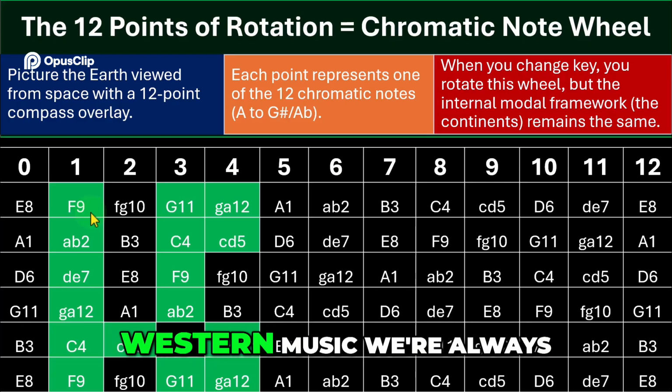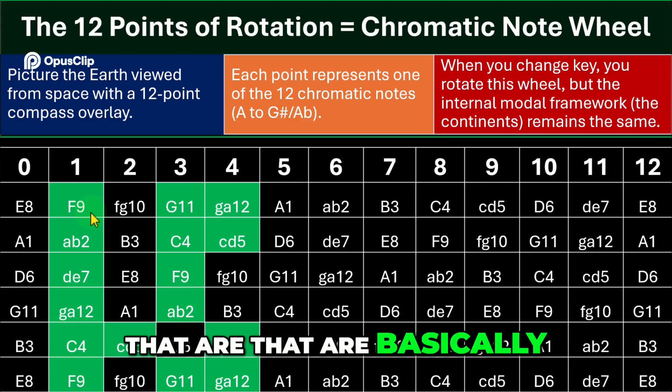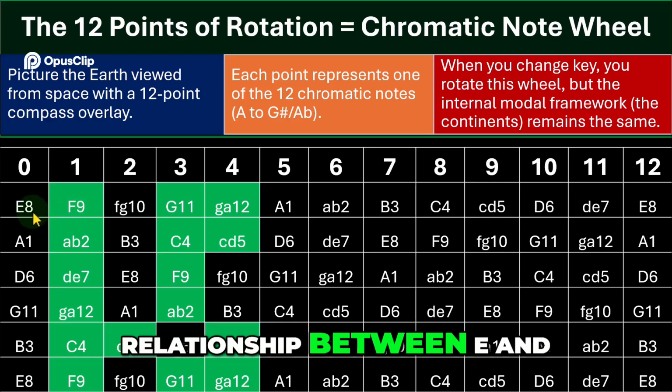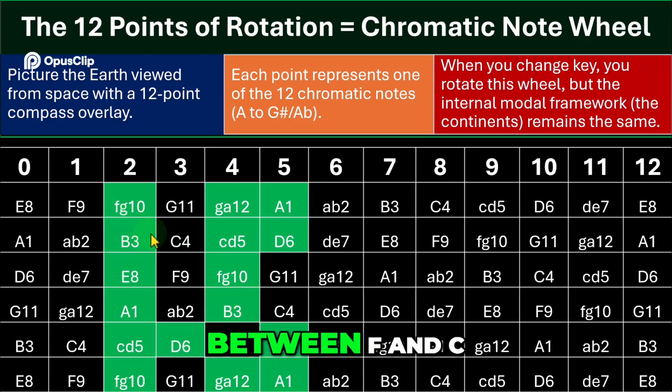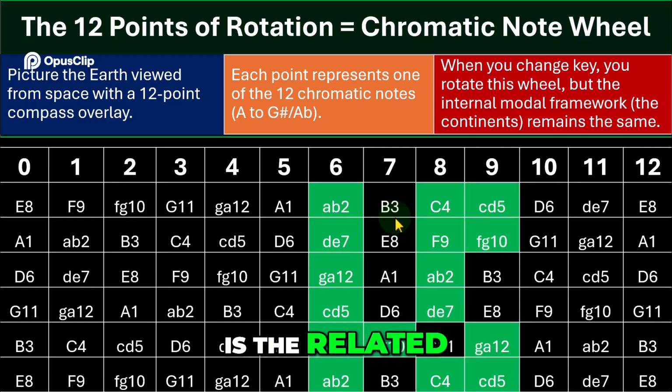And in Western music, we're always working on 7-note collections that are basically parallel to each other. So the important thing now is not the relationship between E and B, but the relationship between F and C. The important thing now is not the relationship between F and C, but between F sharp and C sharp. See how the important thing is the related continents.